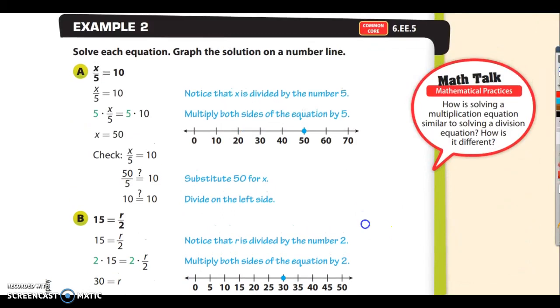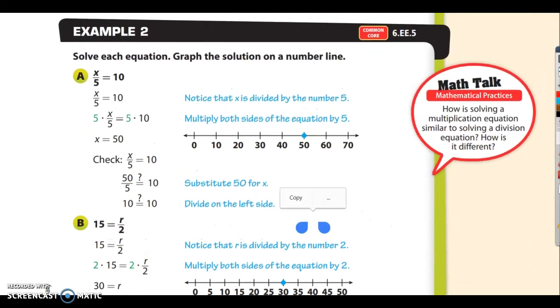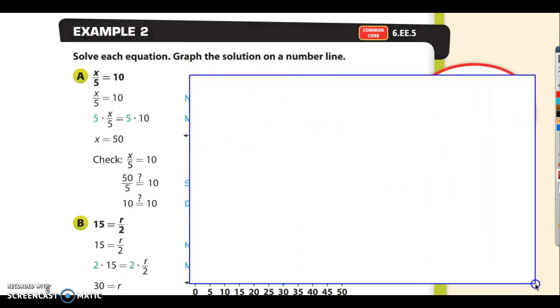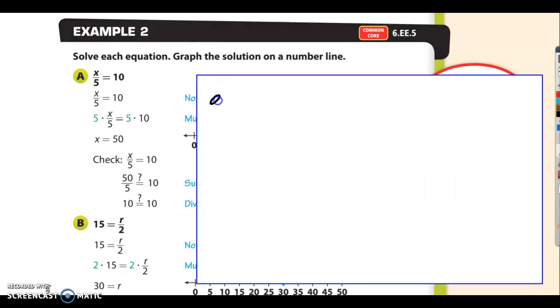So example 2 reads, solve each equation and then graph the solution on a number line. The equation is x over 5 is equal to 10. My first question is what kind of operation is this? This right here means division, so we have to know that this is a division operation. And how do we solve? We solve by multiplying. And so what are we going to multiply? Do you remember from previous pages that we always multiply the number that goes with the variable? And the number that goes with the variable is 5, so we're going to multiply by 5.